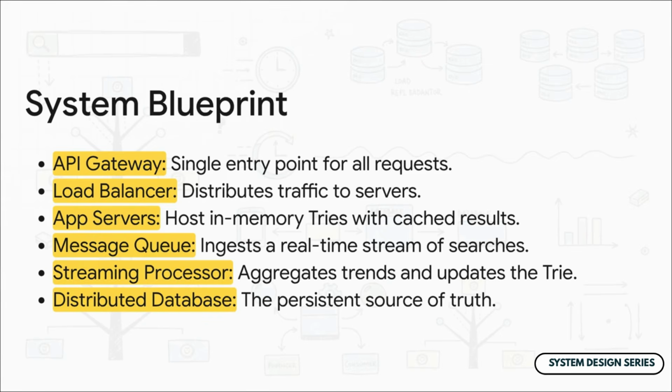You type a letter, it hits our API gateway, gets sent to a load balancer, which picks one of many app servers. That server instantly replies from its cached in-memory trie. Meanwhile, in the background, your search query was also sent to a message queue, where a streaming processor is constantly listening, updating the master database, which then refreshes the tries. It's a beautiful, living system.